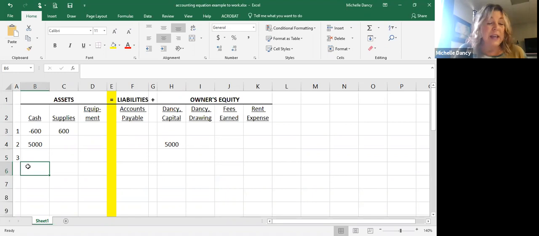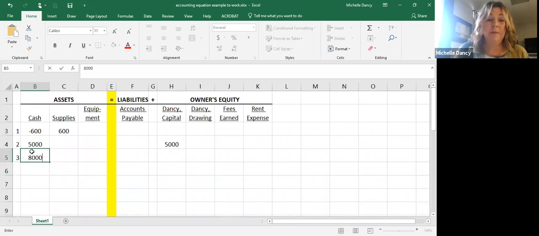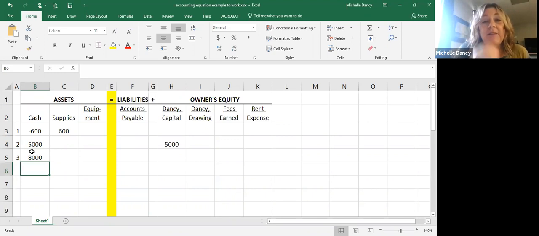Okay, so let's go over here to number 3. Number 3 says, received cash from customers for services performed. If I received cash, then do I have more cash or less cash? If I got it, I have more, right? So cash is going to go up by $8,000. If I received cash for performing services for my clients, then that means I earned what? That's right.